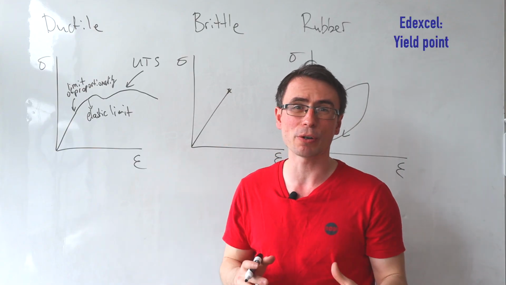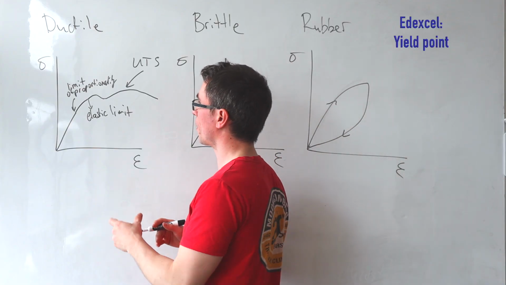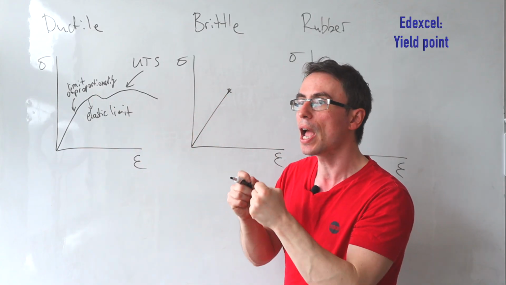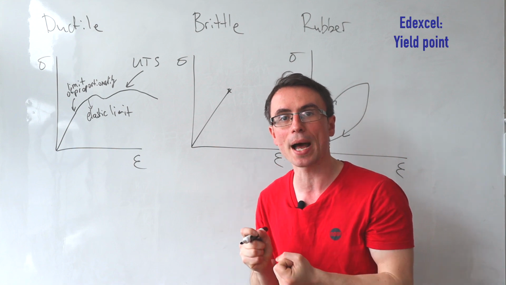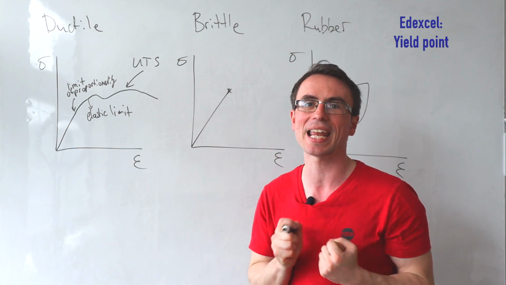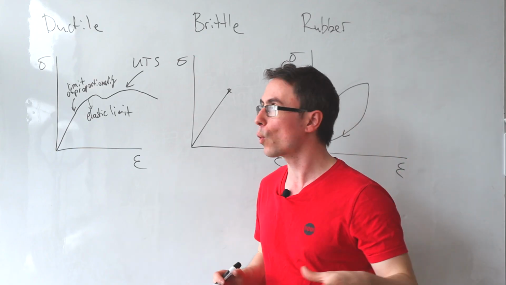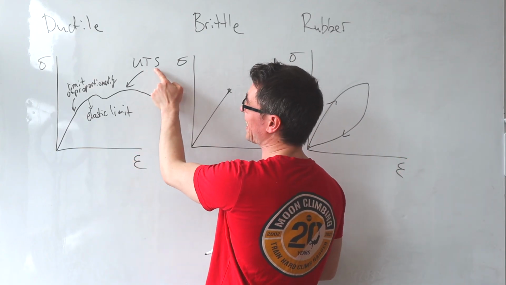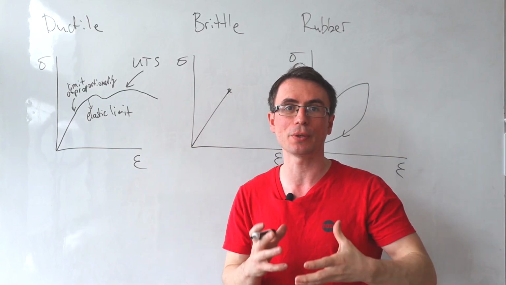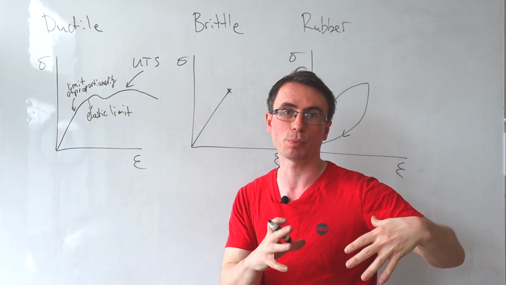If you're doing Edexcel in particular, you also need to know about the yield point, which is this point over here, which is a point at which a large amount of strain or extension occurs for the same amount of stress. All exam boards need to know about the ultimate tensile strength, which is the maximum stress that a material can withstand before its breaking point.